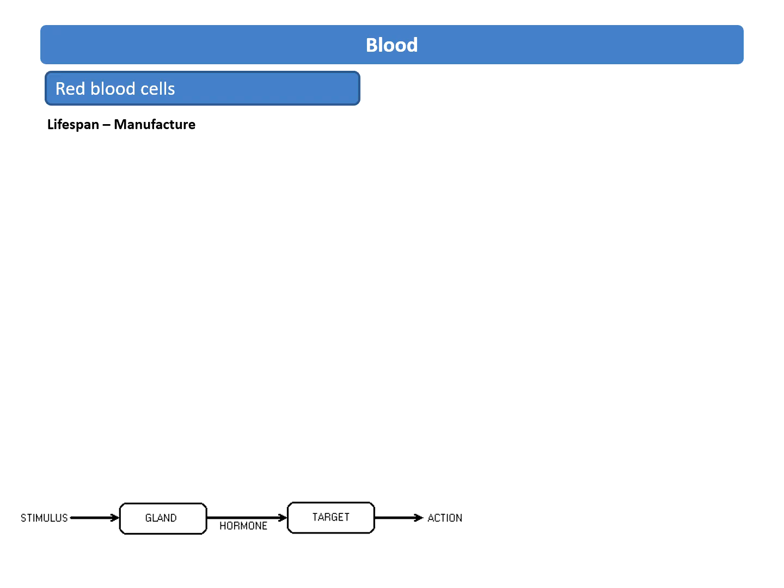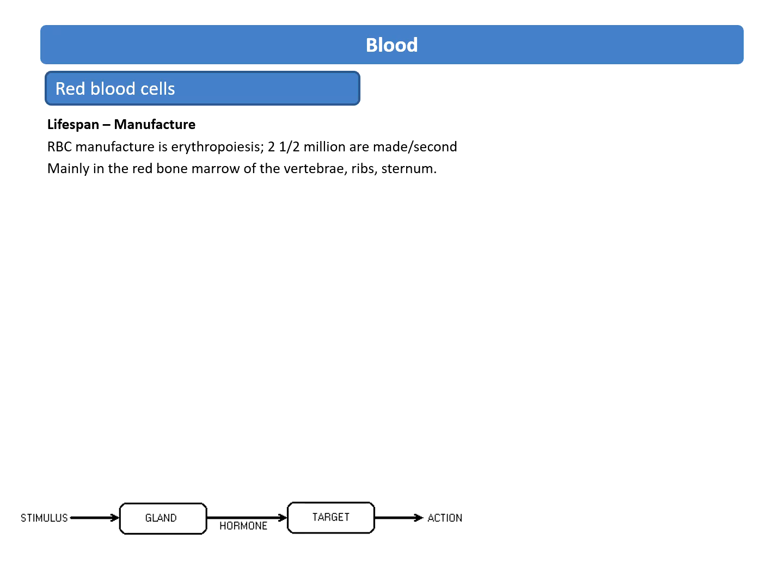What about the manufacture of red blood cells? Well, we said 2.5 million are destroyed every second. Therefore, 2.5 million must be produced every second. Manufacture of red blood cells is called erythropoiesis. It occurs mainly in the red bone marrow of the vertebrae, ribs, and sternum. It occurs by these steps.